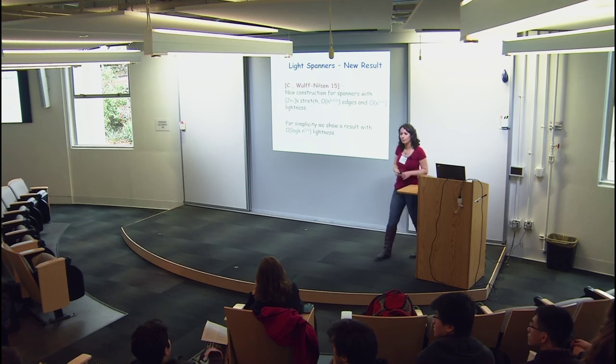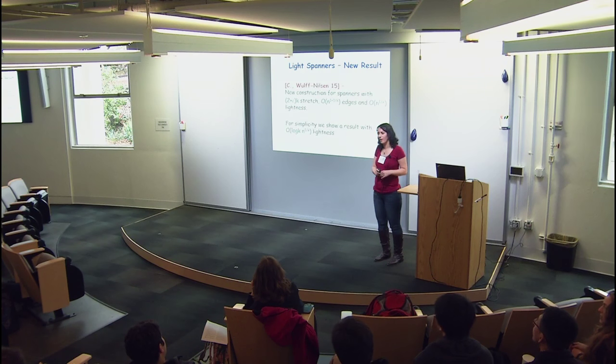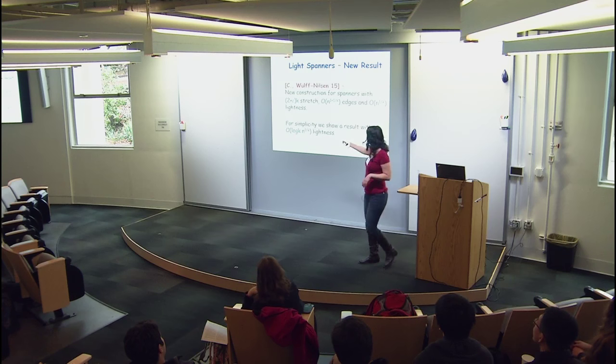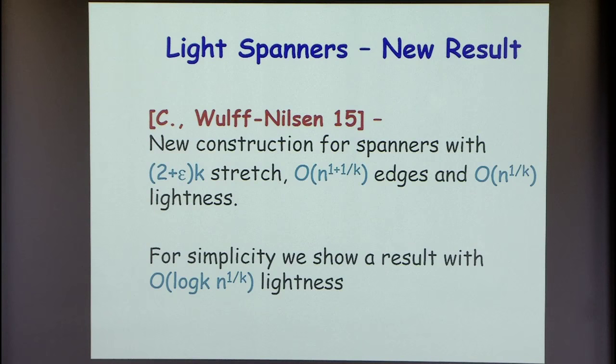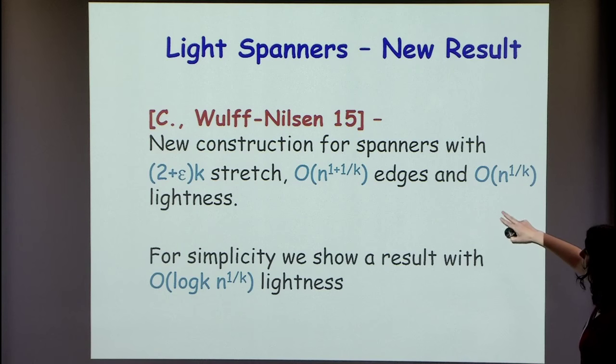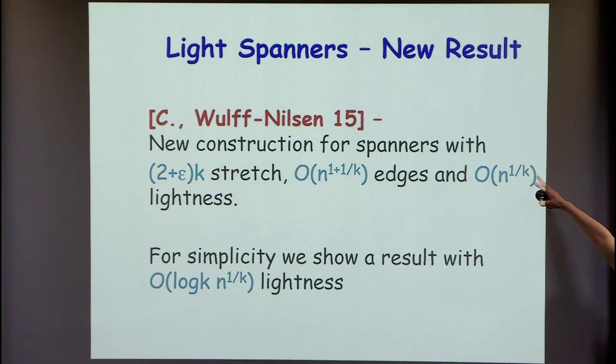What's the best known without the 1 plus epsilon? Yeah, we just need to calculate it. Set that equal to 2k minus 1. That will give the best bounds. You will get a dependency here, exponential in epsilon.